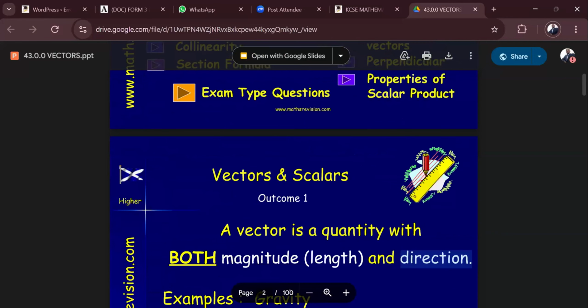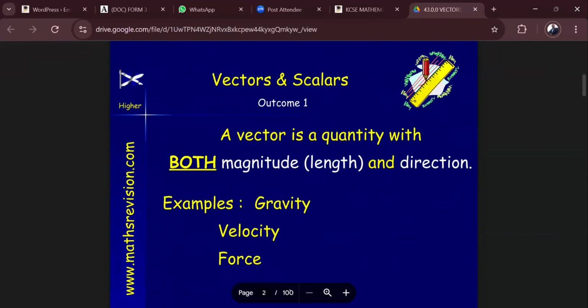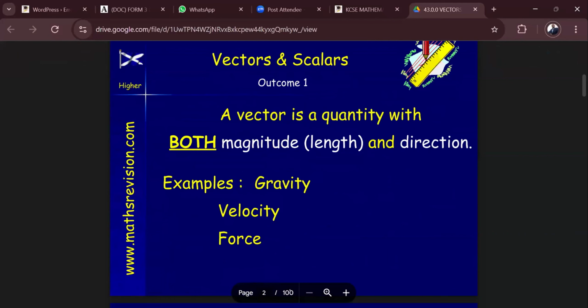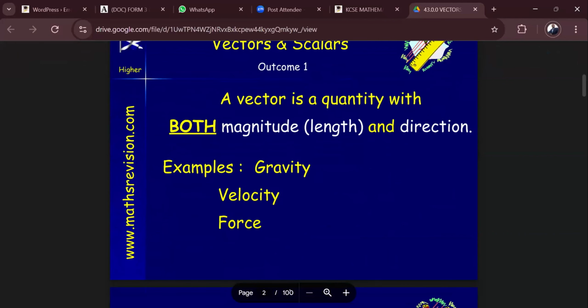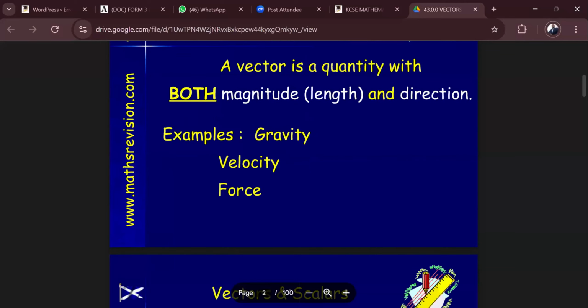Vectors and scalars. That's what I was talking about. Vector is a quantity with both magnitude, length, and direction. If you have somewhere to write on, you can write. You can write that. Examples of vector quantity ni kama gravity. Gravity has direction and it has magnitude. So kuna force.